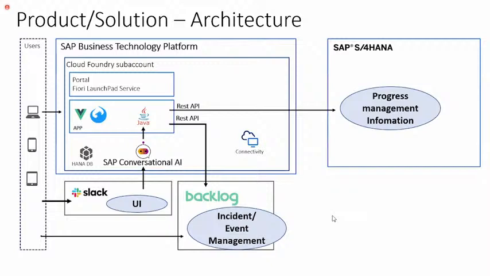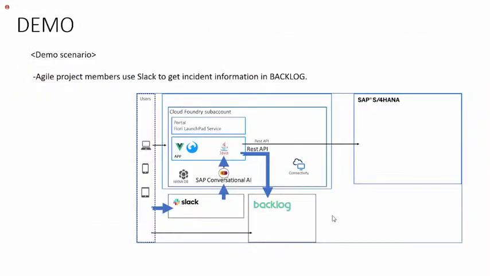Let me show you a demo. Today's demo scenario focuses on user experience, meaning that the request will come from Slack. By using conversational AI, that request can be handled properly via the Java application sitting on Cloud Foundry. We just want you to see how Agile members usually use this platform in their daily operation. Let me switch the screen.